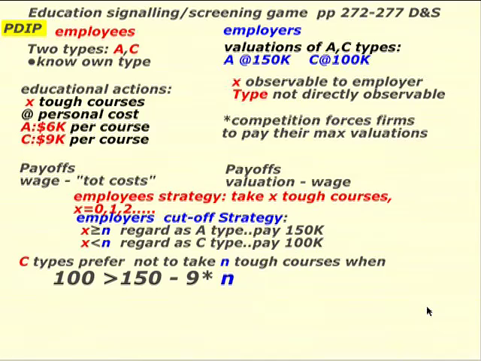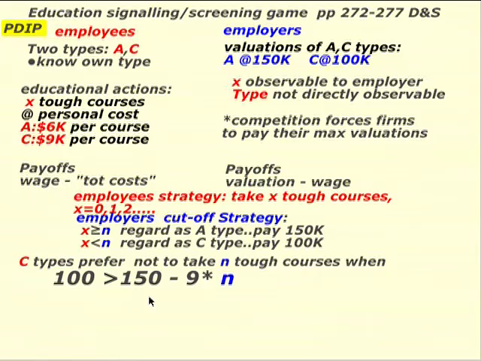So let's look at the problem from the perspective of the C-types. The C-types don't like taking tough courses, but they might be willing to, to get their high net payoff, which is the difference between their wage and their total cost. On the left-hand side of this inequality, we have the number 100, which is the salary paid to someone who takes a small number of courses. By taking a low number of courses, in this case 0, you can get the full salary of 100,000. On the other hand, supposing you take n courses, so x is equal to n, that means you get paid 150.